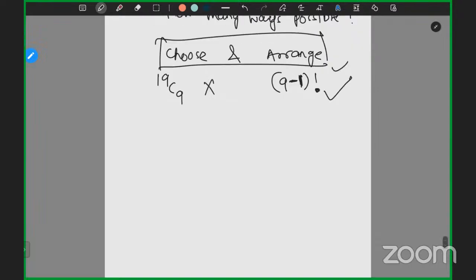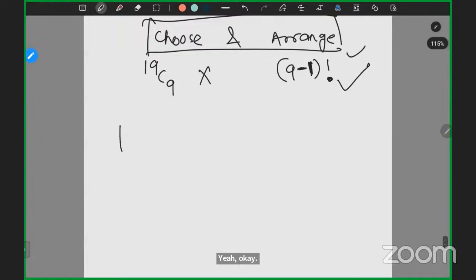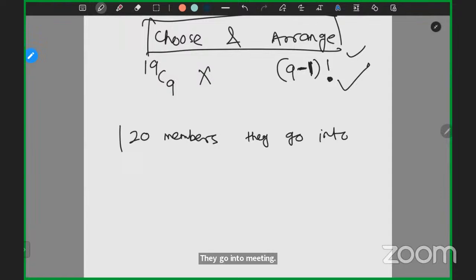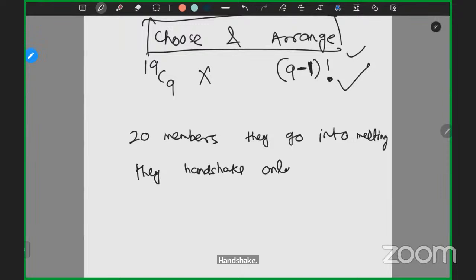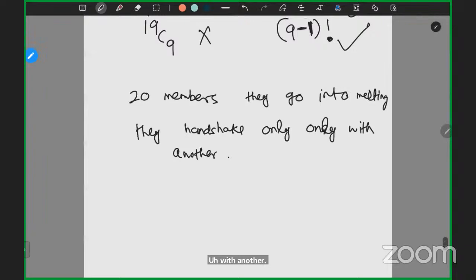Okay, let's say I have 20 members. They go into a meeting, and they handshake only once with one another. So in how many ways can they do it?